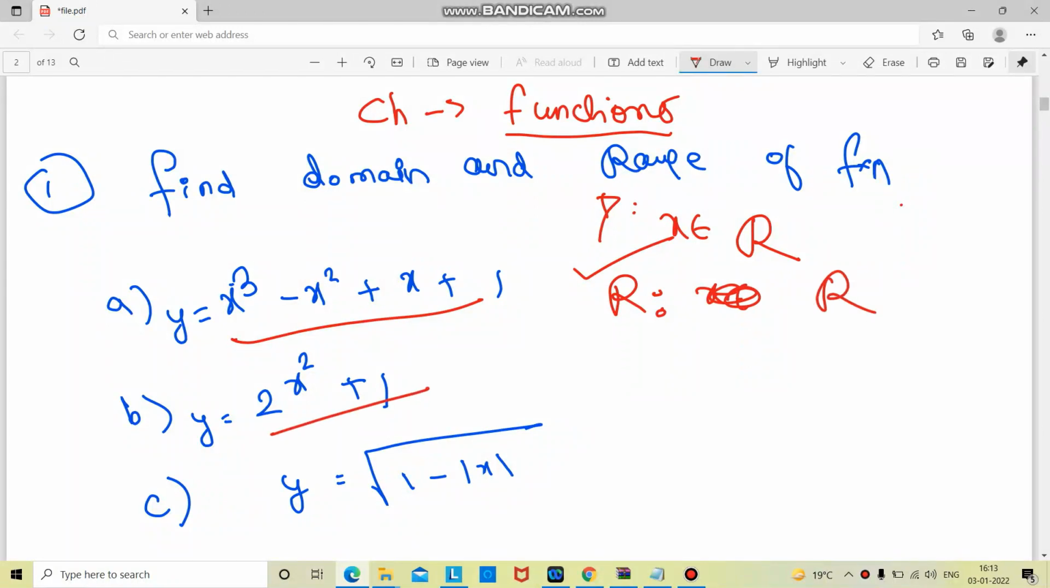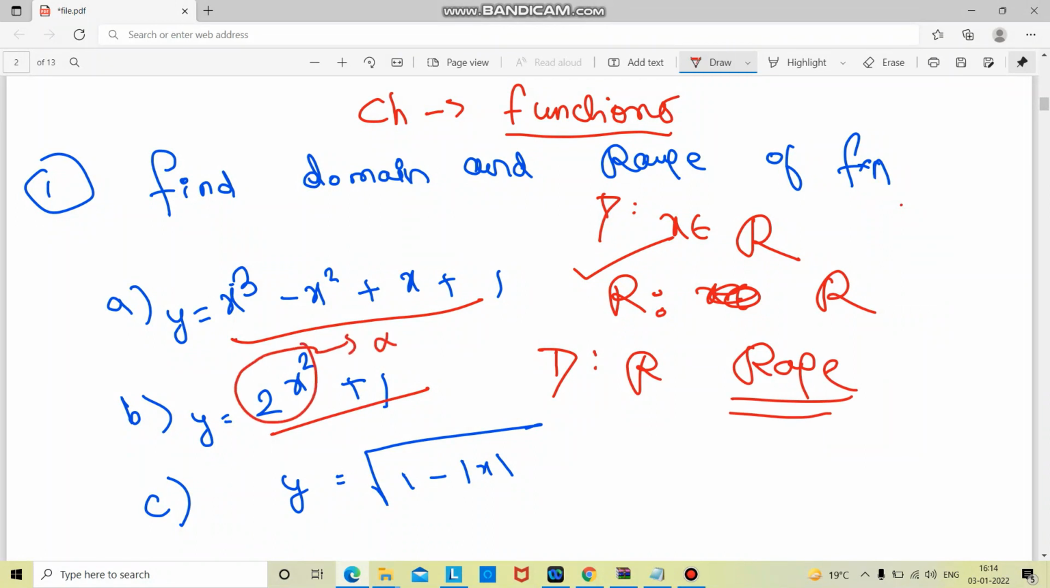Second question, its domain is R and range, it is maximum it can be infinity for this term and minimum it can be 1. So its range is 2 to infinity.